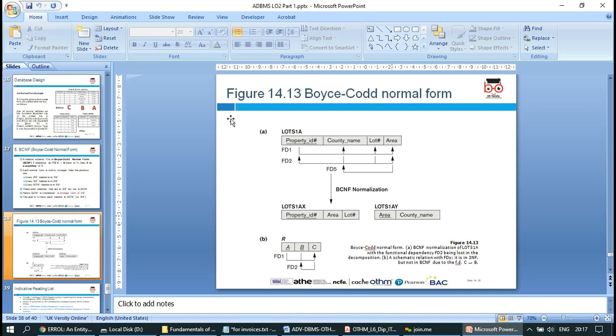So what they have done is further tried to, did you notice that this got not only one transitive dependency but two transitive dependencies in this particular scenario? On the down side, area is depending on the property ID as well. So what they rearranged is that probably the area could be the primary key, and the county name could be its dependency. So that's Boyce-Codd normal form.